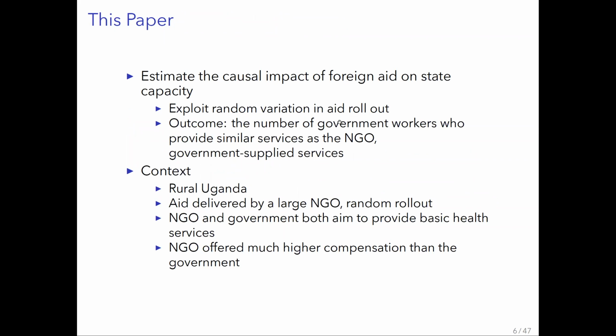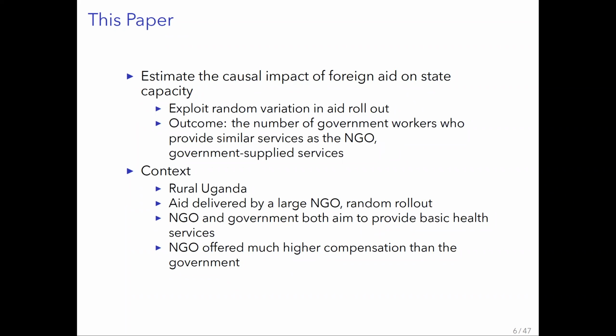Okay, so how are we going to do that? We're going to exploit random variation in aid rollout from an RCT, a field experiment, and then we're going to measure the number of government workers who provide similar services as the NGO, and also the amount of services that the government provides. Those are going to be our measures of state capacity, right? This is the state's ability to provide basic health services for the very poor. And we're looking at the effect of the entry of an NGO that's providing those same services on the government.